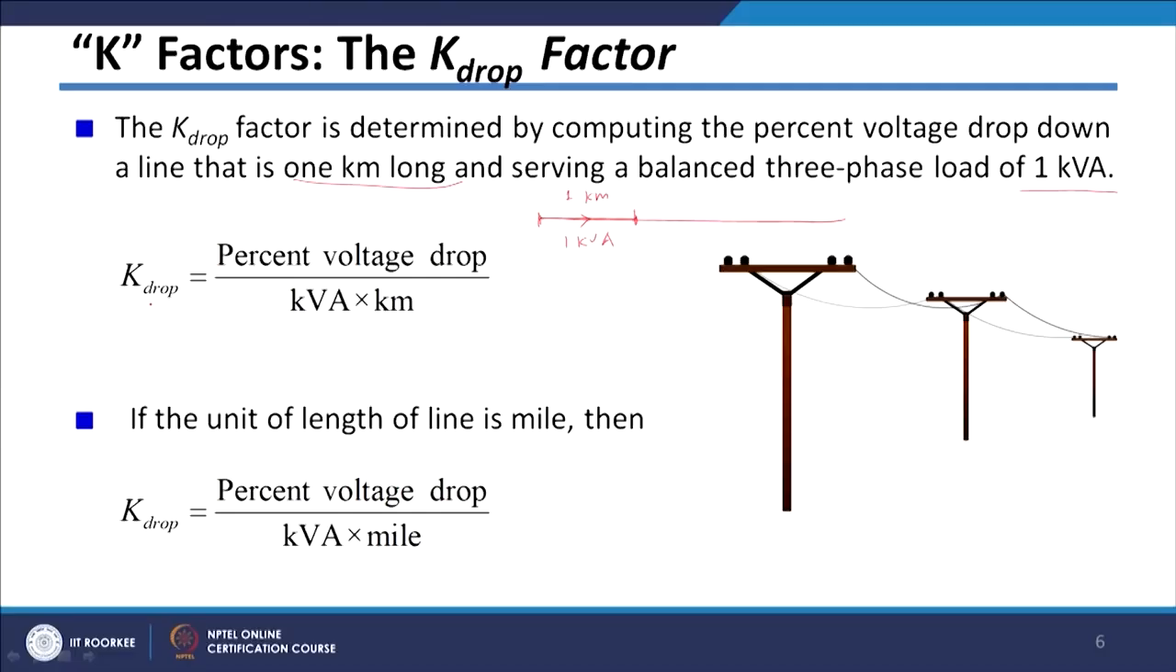So the K drop factor in that case is defined as percentage voltage drop per kVA per kilometer. If the length of the feeder is in miles, then you can write the K drop factor as percent voltage drop divided by kVA, and in that case it will be per mile. So percent voltage drop per kVA per mile.